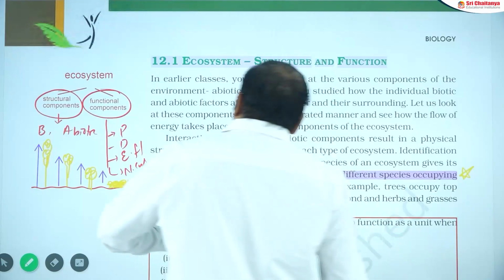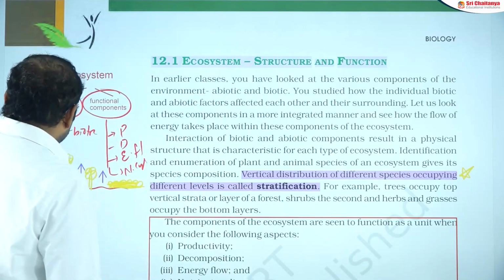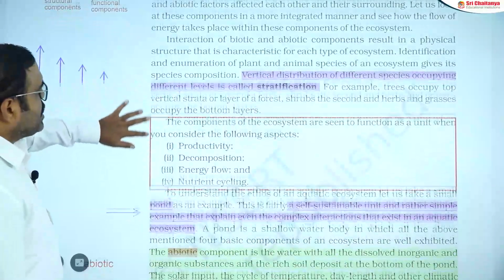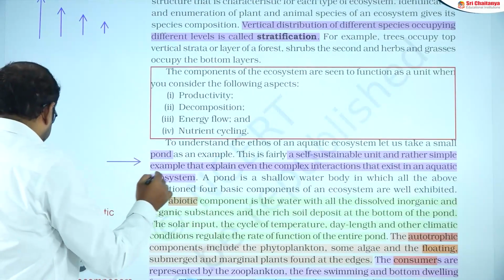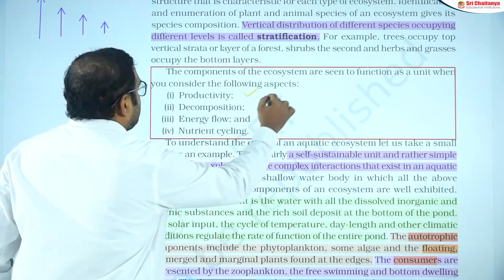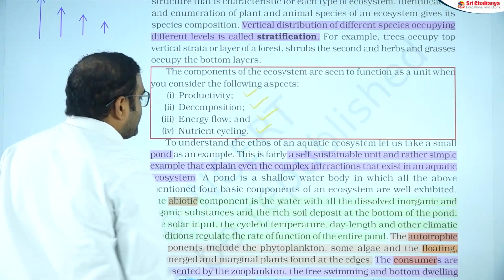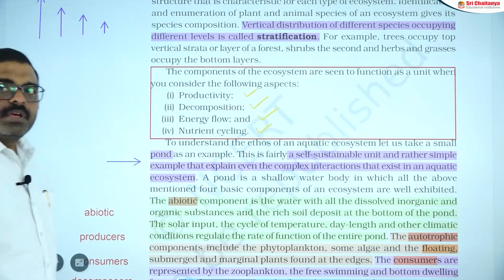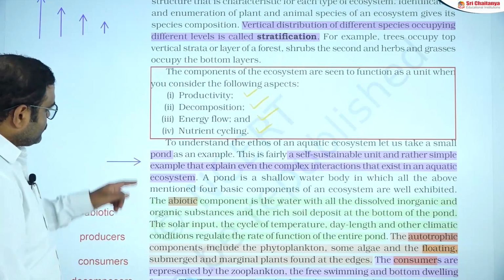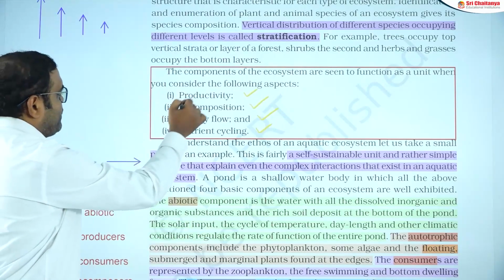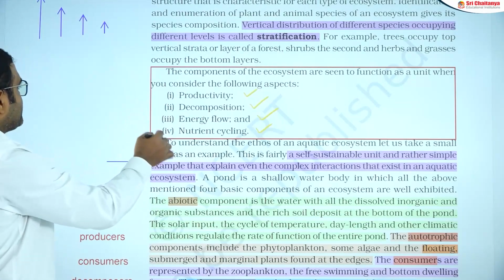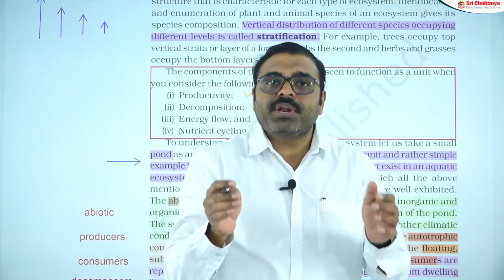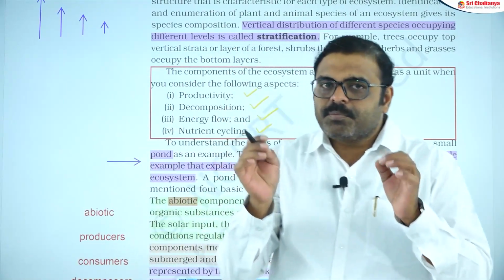Then the next point is the functional components of the ecosystem that you need to know. Those are productivity, decomposition, energy flow and nutrient cycling, the important facts in this concern. And moreover, to understand productivity, decomposition, energy flow and the functional components of the ecosystem, we need to know about one typical ecosystem known as the lake ecosystem or pond ecosystem.